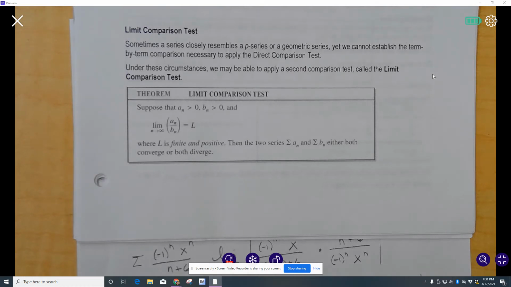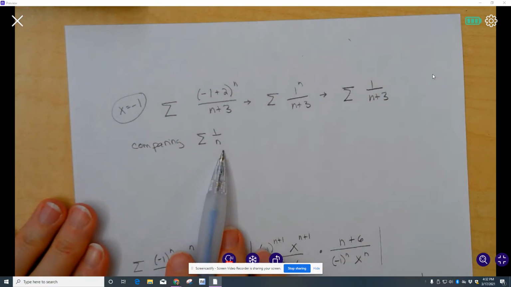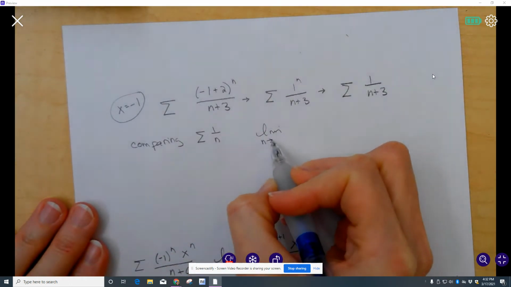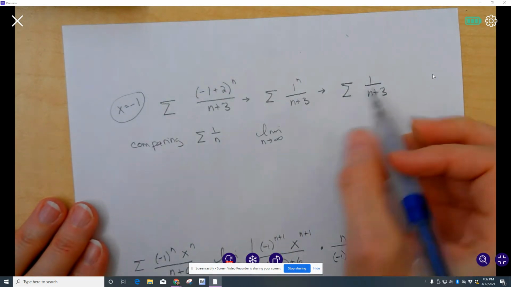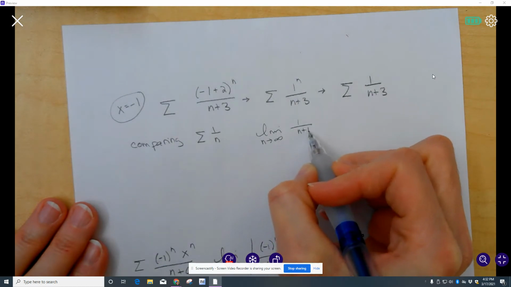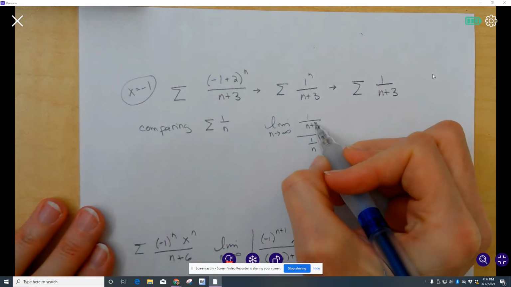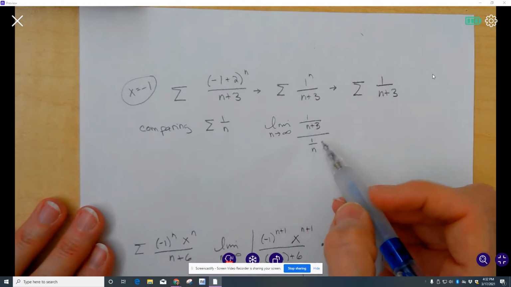Okay. If you get a number limit, then the two series do the same thing. So either they both converge or diverge. So we know that this function diverges. So if we do the limit comparison, the limit as n approaches infinity, and I think he did this series divided by this one. Remember, it does matter which one you divide. I think he put the 1 over n plus 3 on the top.